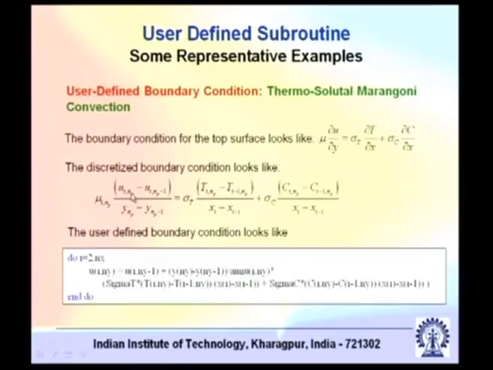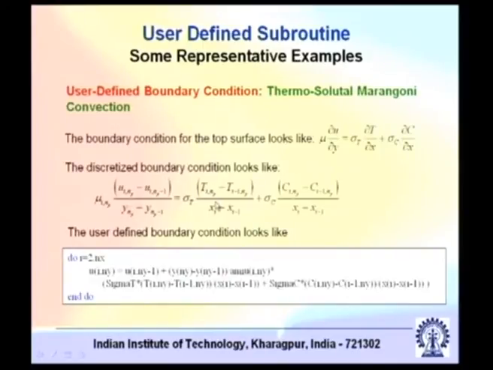So u(I, ny) minus u(I, ny minus 1), that is delta u, by y(ny) minus y(ny minus 1), that is delta y, equal to sigma t into del t del x, like delta t by delta x, plus sigma c into delta c by delta x. And then you rearrange this equation algebraically.